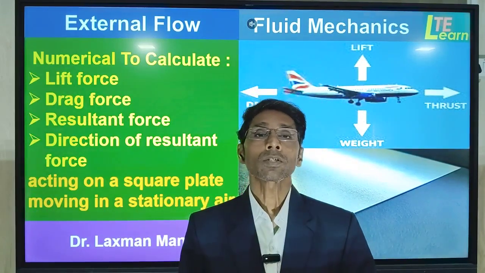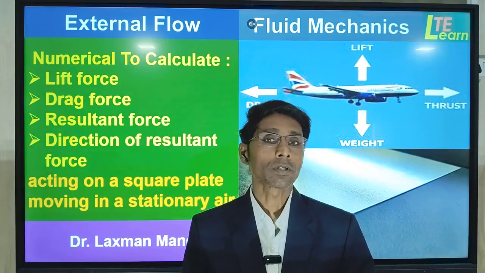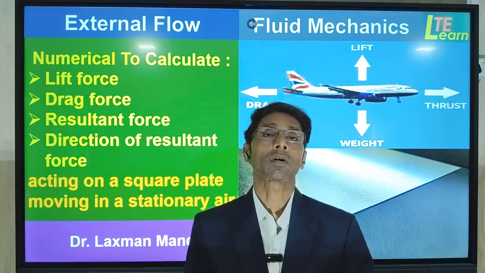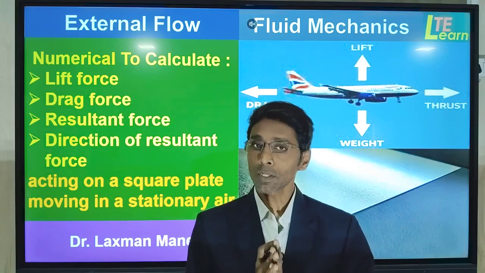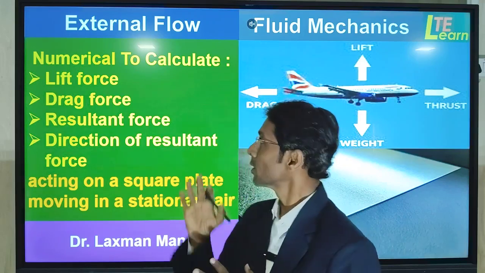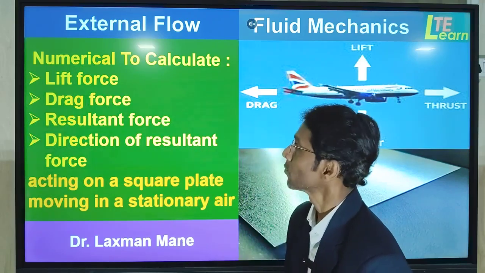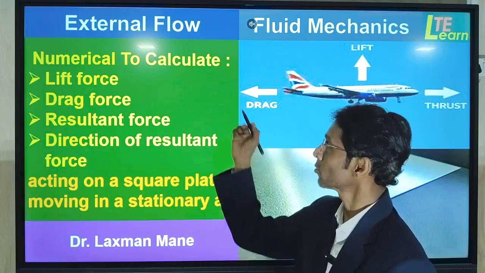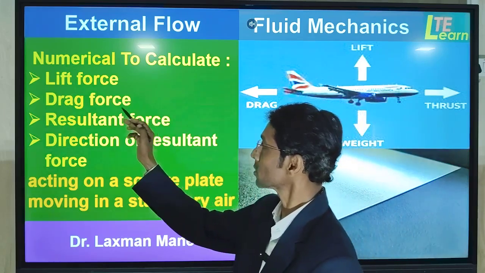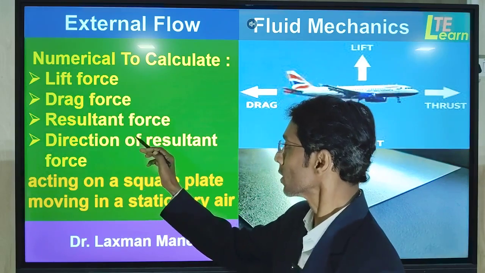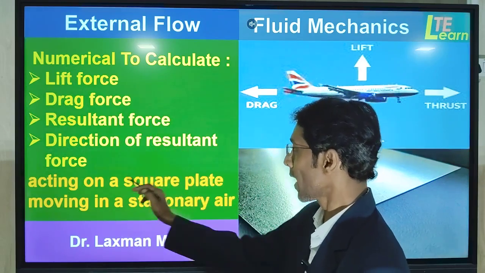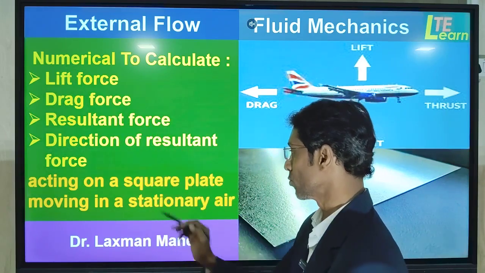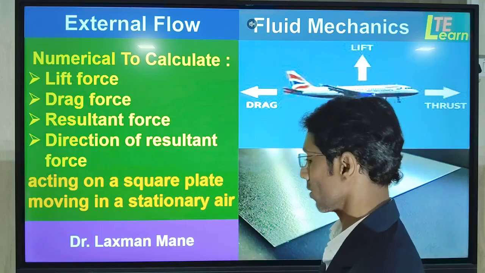In a previous video session, we discussed the theoretical concept of forces acting on a submerged body. In this video session, we are going to see a numerical on the submerged body in order to calculate lift force, drag force, resultant force and direction of resultant force acting on a square plate moving in stationary air.